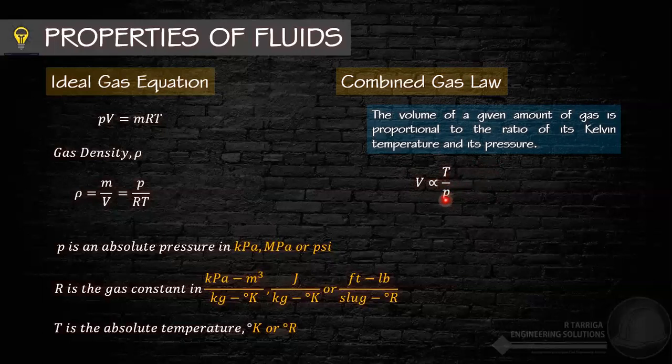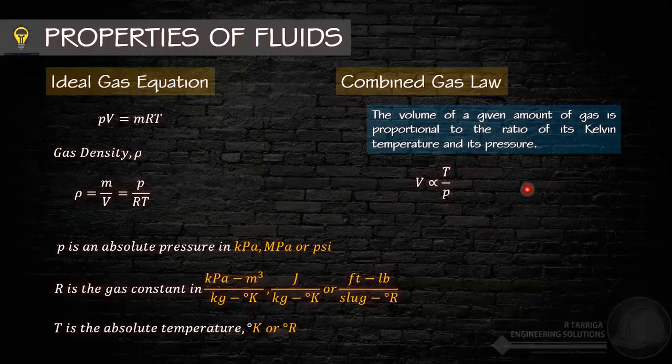That is self-explanatory. When the volume is large, the pressure is small. But as the volume decreases, of course, there is little space left, so the pressure is very high. But volume and temperature are directly proportional.